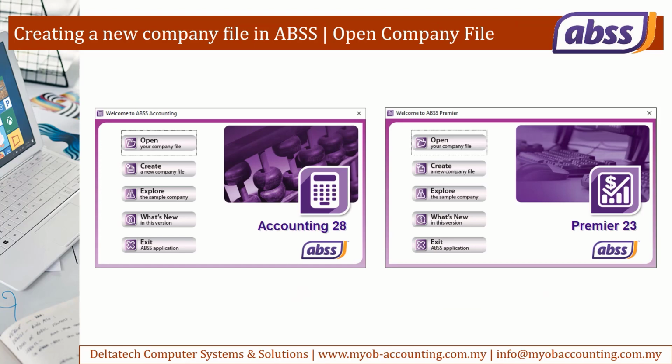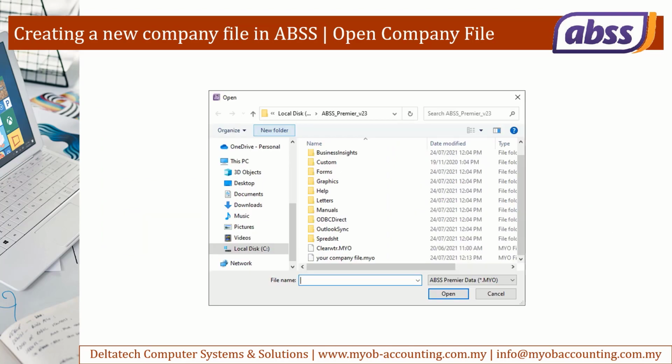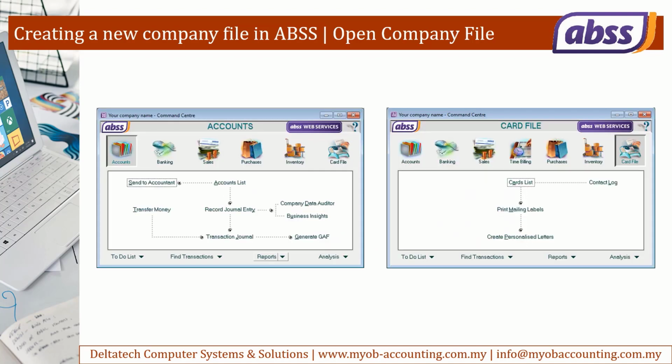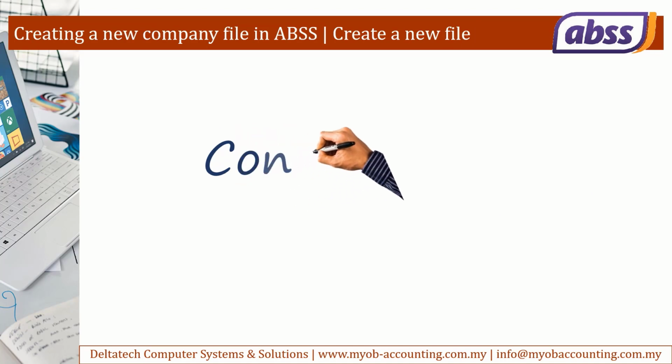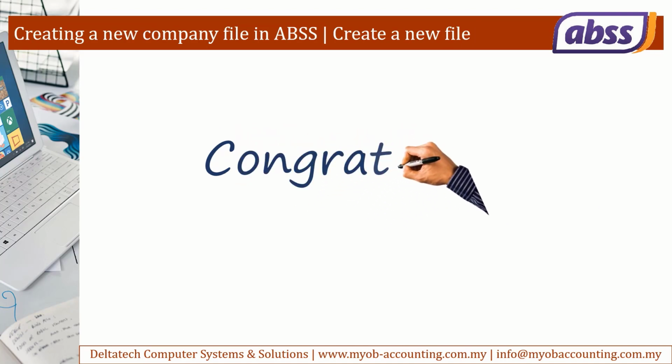To open your company file, launch your ABSS solution, then click on Open. Navigate to the folder you saved your file in, select the file, then click Open. When the file is open, you can check that it is the correct file by looking at the top left of the Command Center screen. Your company name will be displayed there. That's it. You have successfully created your ABSS file.